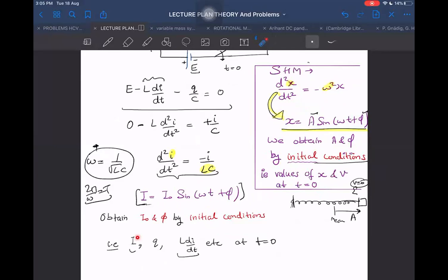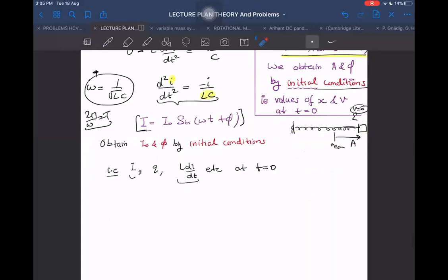Similarly here, I can check these three values. Either I will be known initially, or Q will be known initially, or L into di by dt, the voltage across the inductor, will be known initially. If any of these things are known initially, then I can get the value of I naught, the peak current, and I can get the value of flux.